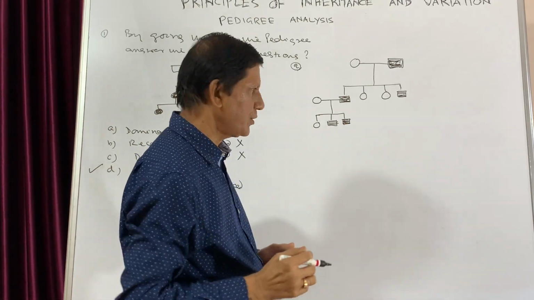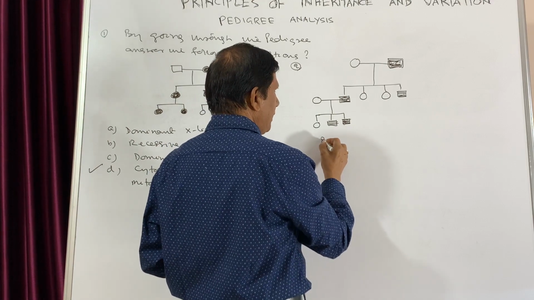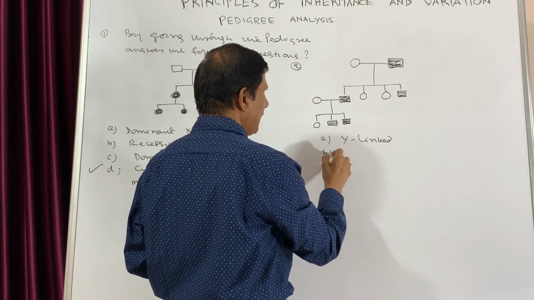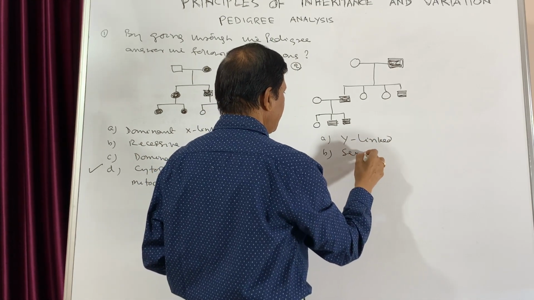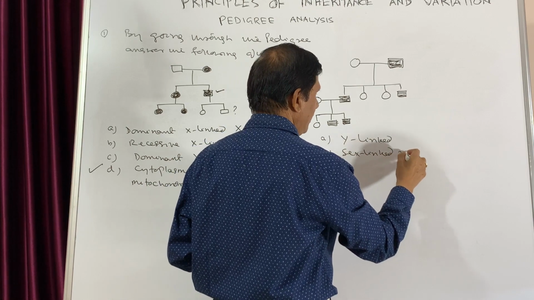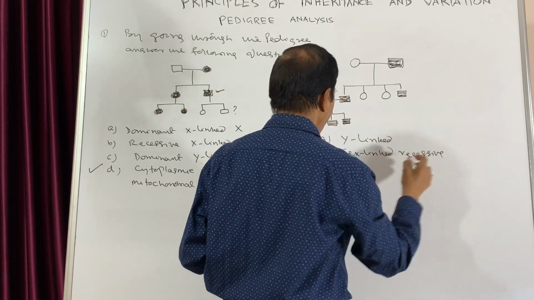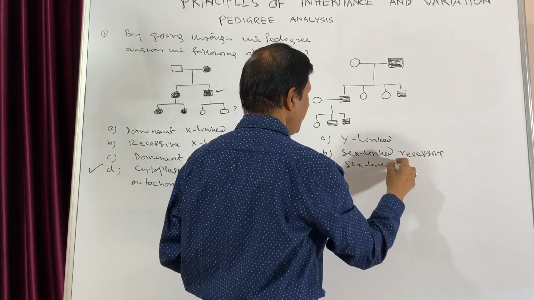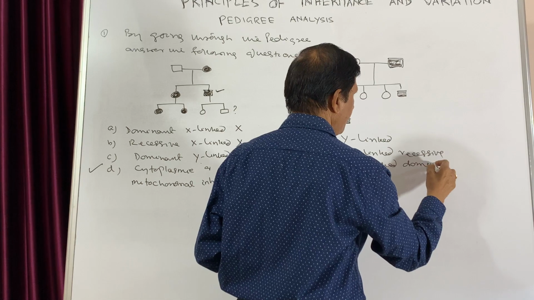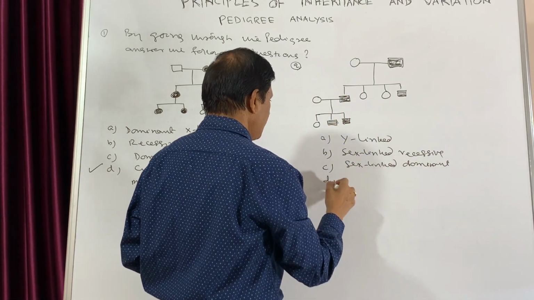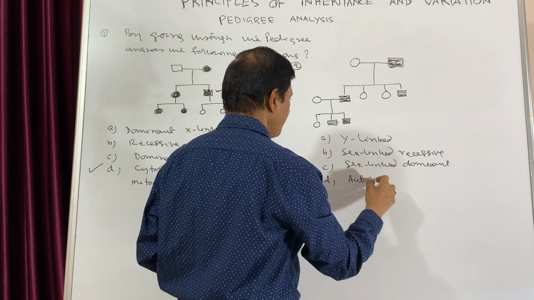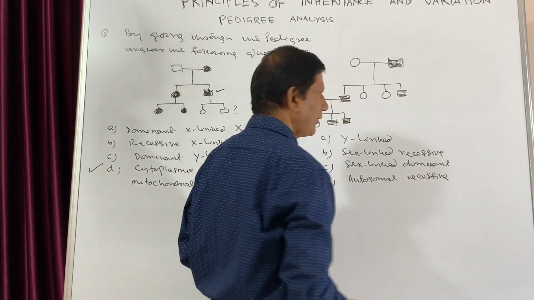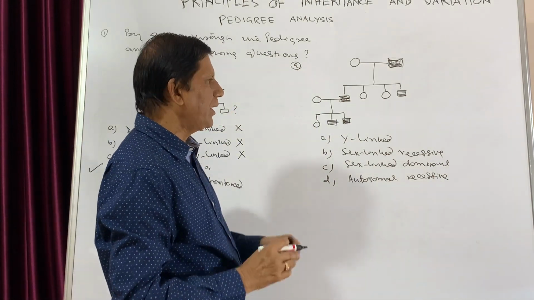So what are the choices? One choice is it is Y-linked. The second choice is sex-linked recessive. The third choice is sex-linked dominant. And the fourth choice is autosomal recessive. So what will be the correct answer?